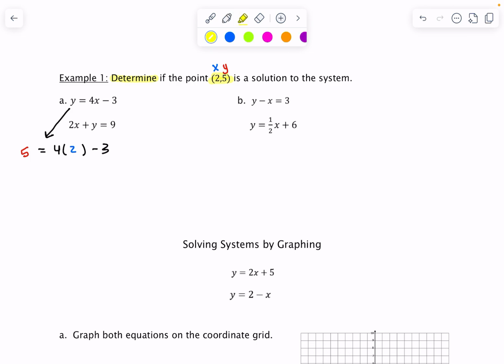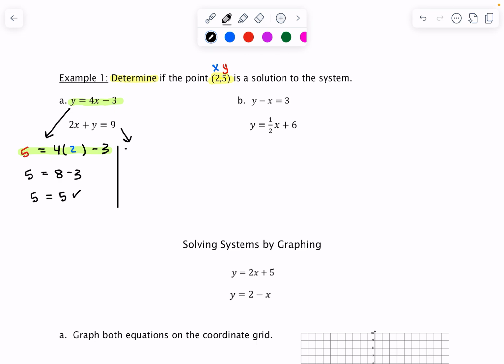I'm going to use a different highlighter color; this is me substituting it in. I'm now checking to see if 2 and 5 works. So let's simplify. 4 times 2 is 8. And on the right-hand side, 8 minus 3 is 5. So the ordered pair 2, 5 works in that first equation. If I plug in 2, I'm going to get 5 out of it. That works. Then for the second equation, I'm going to make a line here so we can distinguish between the two of them.